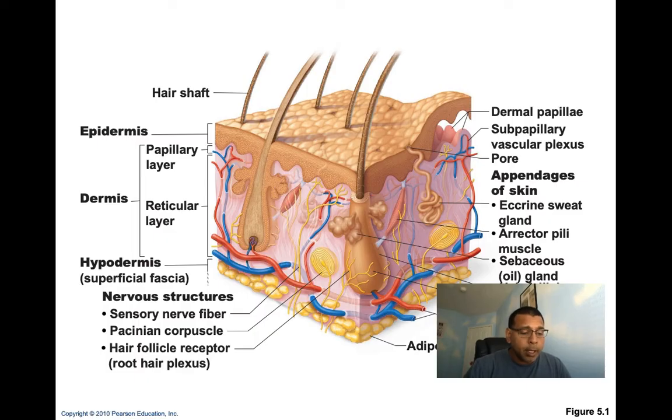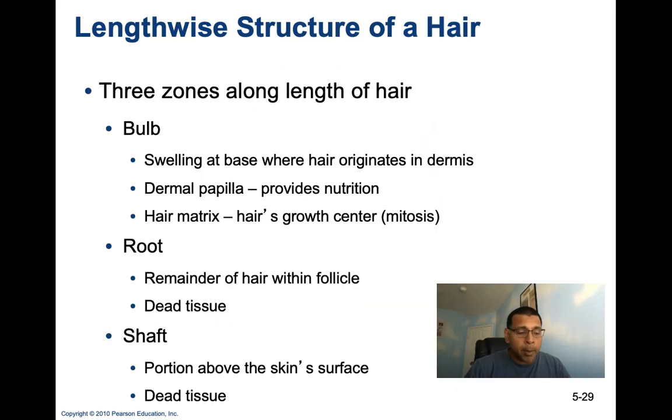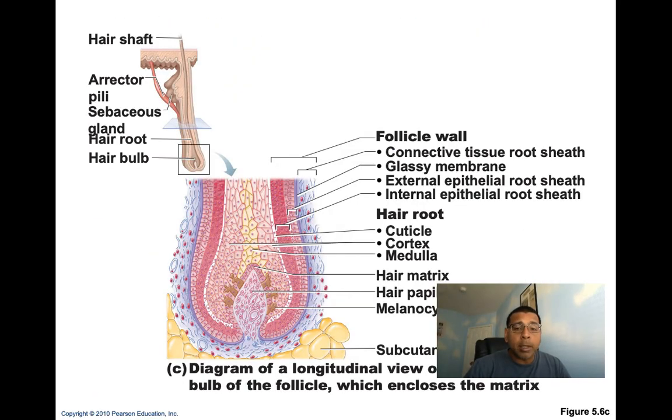Next, we have the hair papilla. The hair papilla is a nipple-like bit of dermal tissue that protrudes up into the hair bulb. You can see found on top of it is the hair matrix. The hair matrix is the actively dividing area of the bulb that produces the hair. And we can see lots of melanocytes in here as well.